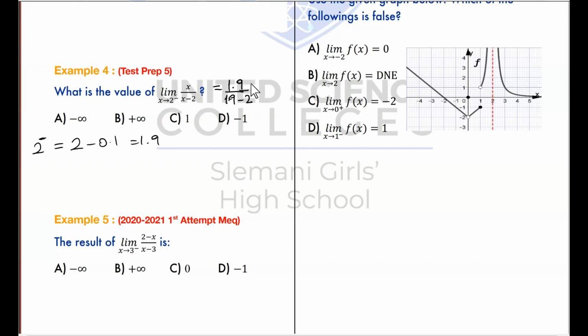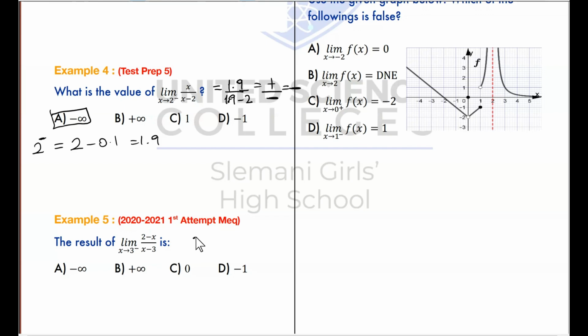So the sign of 1.9 is positive. The sign of 1.9 minus 2 is negative 0.1, which is negative. So plus over minus is minus. So the direction of infinity is negative. Your answer would be negative infinity. All right. So the ministry questions are coming like this. Generally, they're asking one-sided limits, and questions are pretty simple like this. It's a ministry question, the next one.